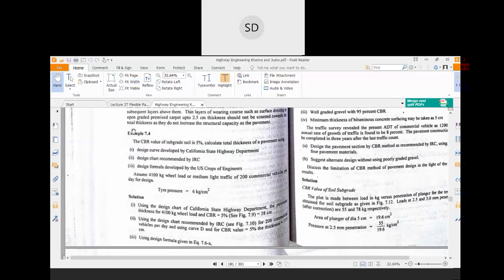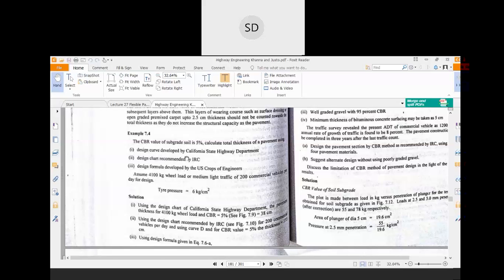Okay, the CBR value of subgrade soil is 5%. Calculate total thickness of a pavement using the design chart recommended by IRC, that is Indian Roads Congress. So basically the IRC method is based on the CBR value of the different layers.